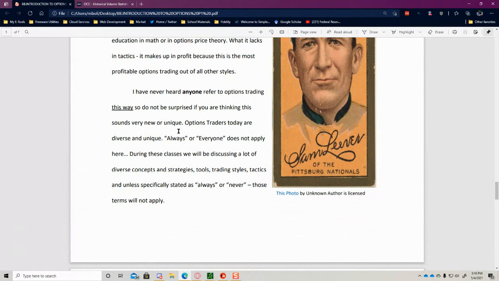Now, this is my language, this widget talk. I've never heard it anywhere. I've never heard anybody else refer to it that way. So if you're thinking, man, I've never heard any of this crap before, that's because I'm the one that used that word. I'm not the only one who's ever said this concept, though.